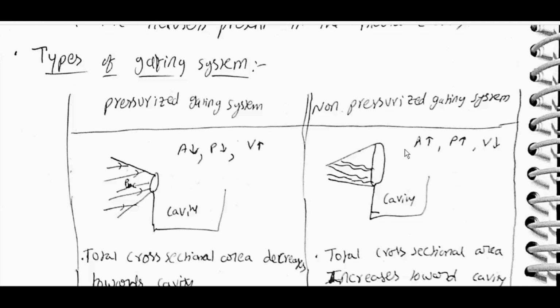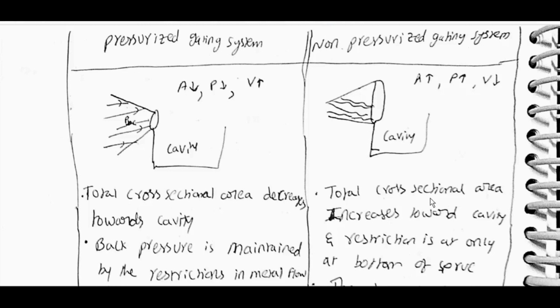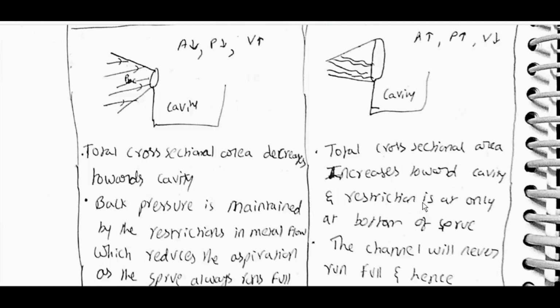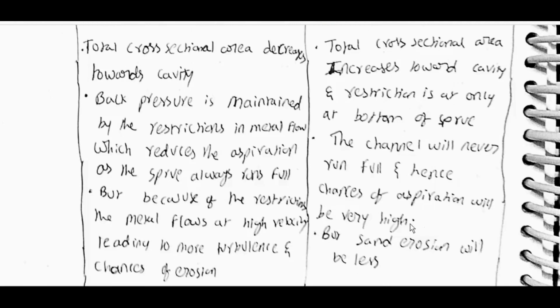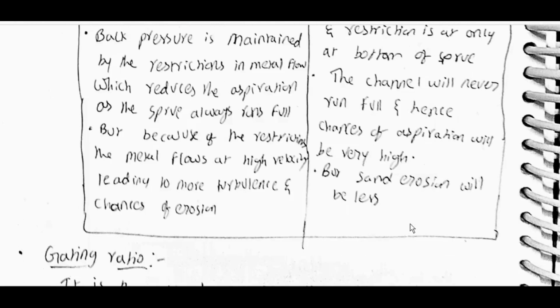Non-pressurized gating system: A increases, P increases, V decreases. Total cross-sectional area increases towards the cavity, and the restriction is only at the bottom of the sprue. The channel will never run full, hence chances of aspiration will be high, but sand erosion will be less.